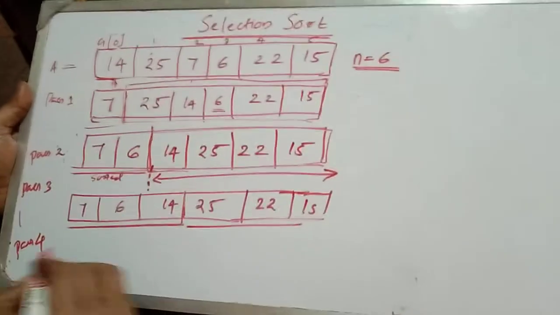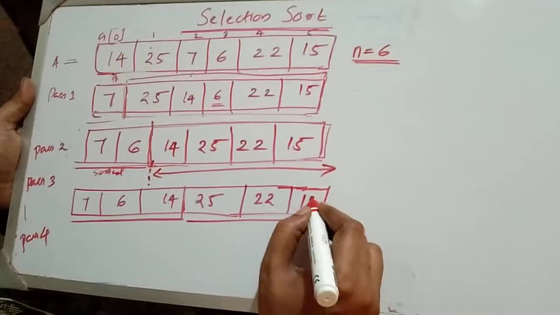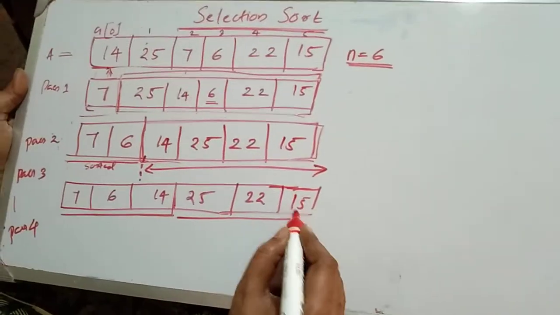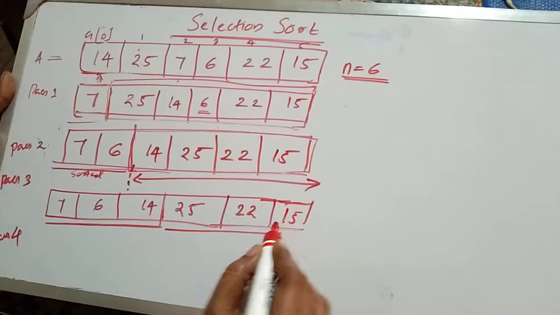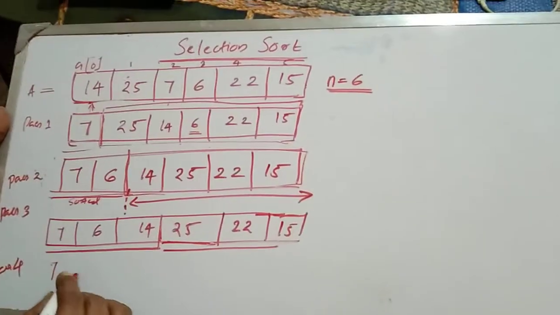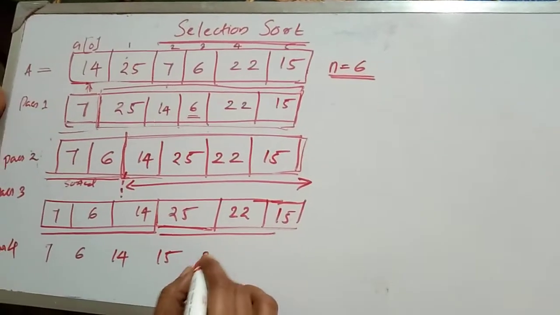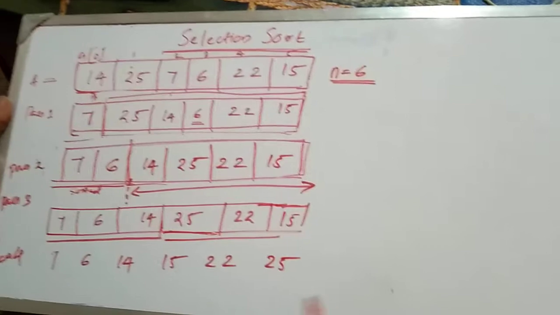So in pass 4, we will check with 25, 22 and 15, and here 15 is the minimum value and we will swap this 15 with the first element in the unsorted subarray. So now our array will be like this: 7, 6, 14, 15, 22 and 25.